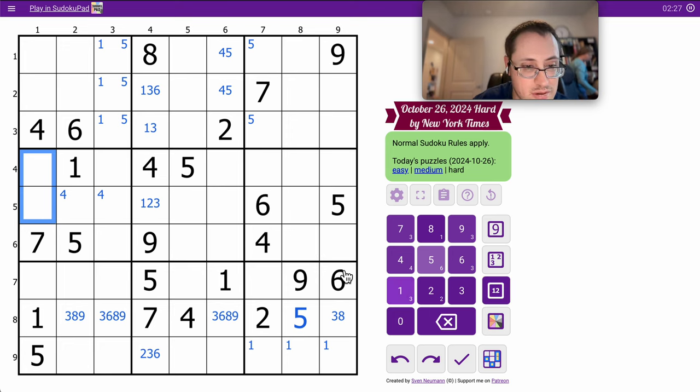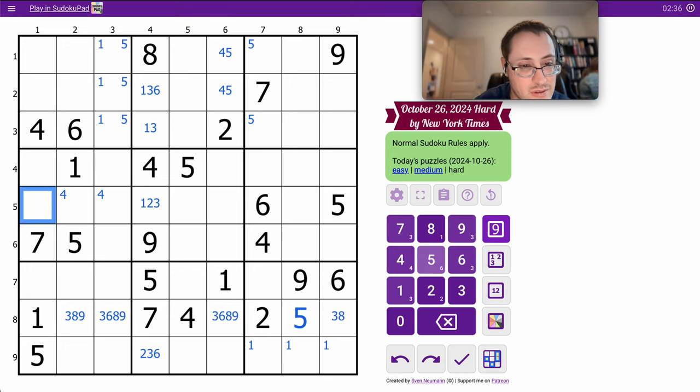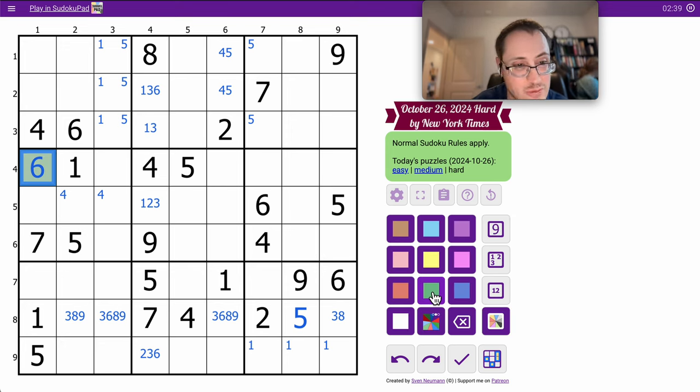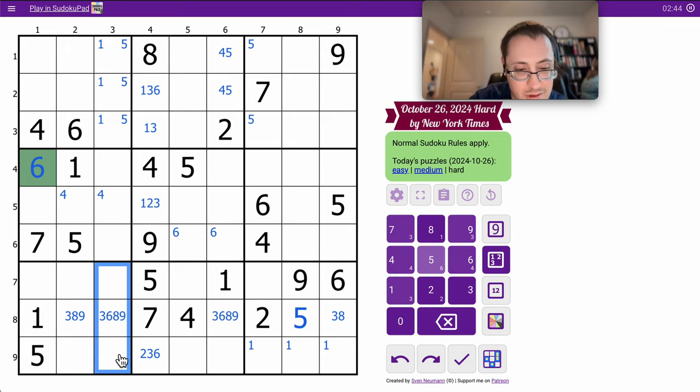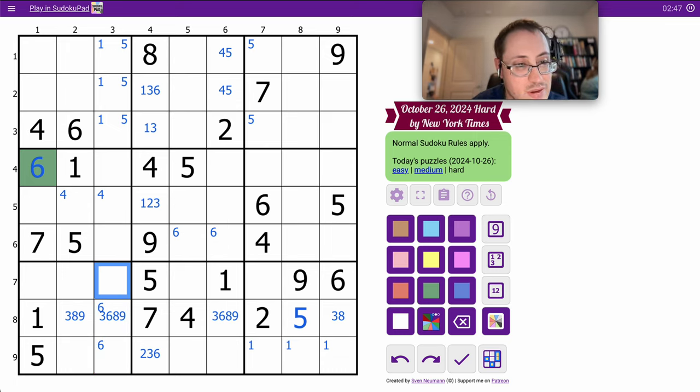It's not there by the six in the region, or here by the row, or here by the row. That six has been known for quite some time. I could go here, not here, and not either of those two. So nine is down to two places in row four.